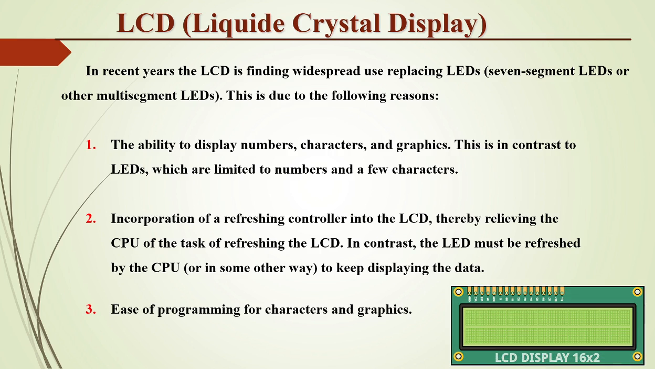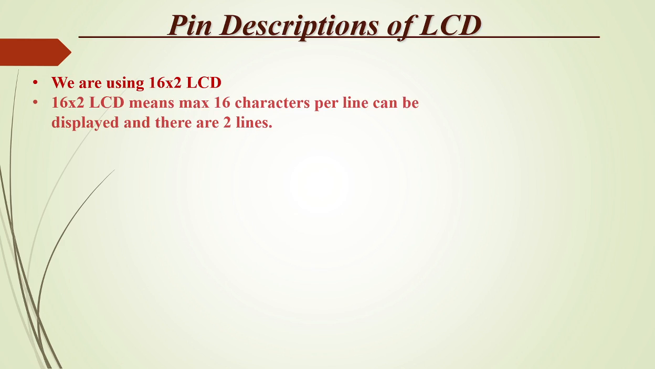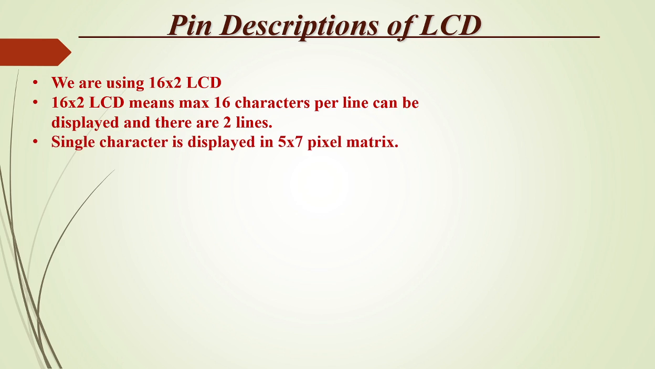So this is the display of a LCD, and it is a 16 by 2. That means 2 lines and 16 characters. And here, this is the matrix. This is a 5 by 7 matrix for each character. So we are using a 16 by 2 LCD, and 16 by 2 LCD means a maximum of 16 characters per line can be displayed, and there are 2 lines. So a single character is displayed in a 5 by 7 pixel matrix.